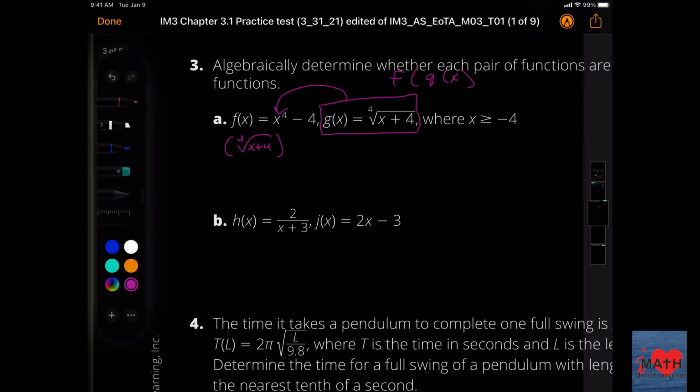Where's my pen? And all this is to the 4th power minus 4. And let's just see. So these would cancel. The 4, pay attention, the 4, the root of 4 and the radical sign are gone. So you're just left with x plus 4 minus 4.